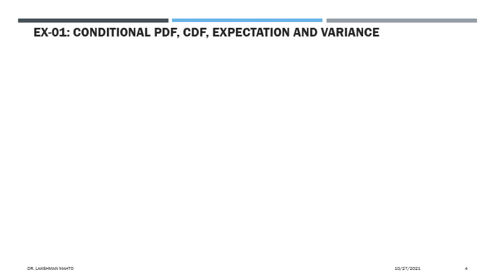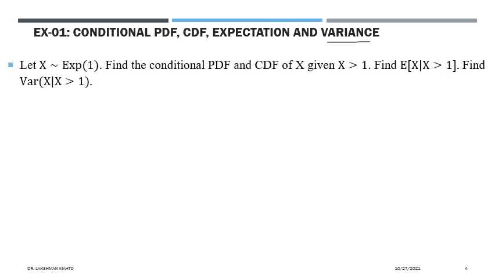So the question is like this. There is one random variable with a given distribution. There we have to find the conditional PDF, then conditional CDF, then conditional expectation, then conditional variance. All four types of conditional quantities we have to find with respect to the given random variable.